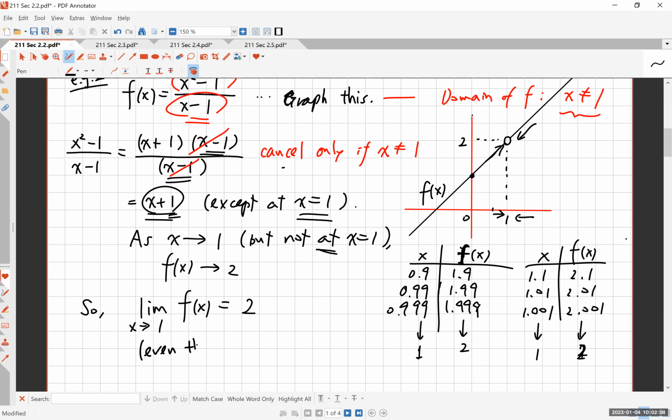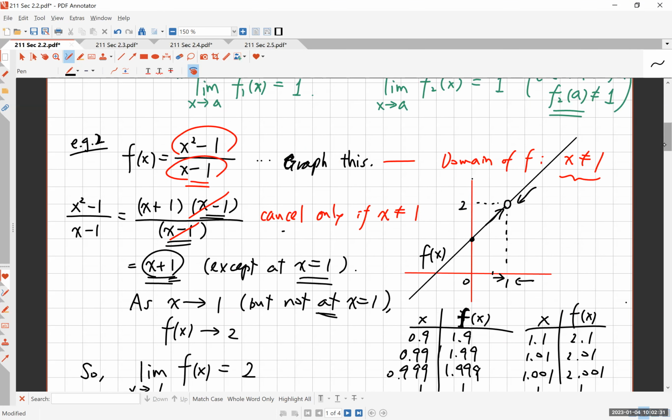Again, even though f of 1 does not exist. F is not defined at 1. The value does not exist is the same thing as saying f is not defined at 1. All right, so f is undefined. This function is undefined at 1, but the limit does exist, okay?